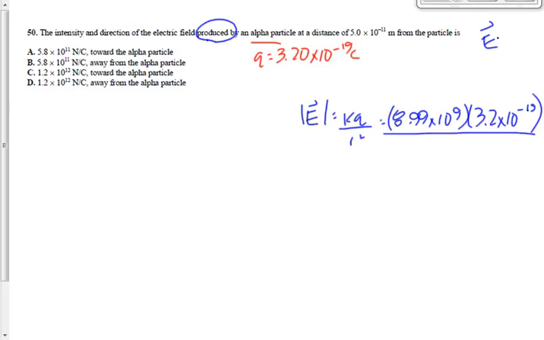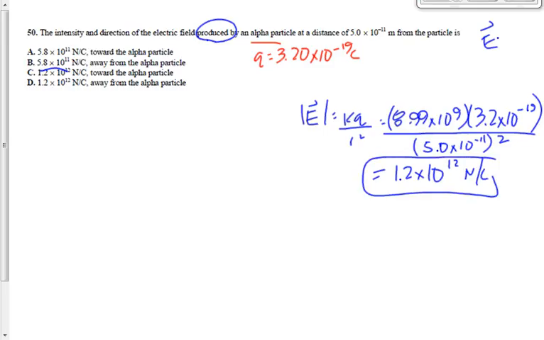All right, good. R is 5 times 10 to the minus 11. Don't forget to square that. If you do, guess what you get? 5.8 times 10 to the 11. If you forget to square it, the answer you get is there. Don't make a silly mistake, because they're going to account for that. If you don't forget to square it, I believe you get 1.2 times 10 to the 12. Is that right? And the units would be newtons per coulomb, of course.